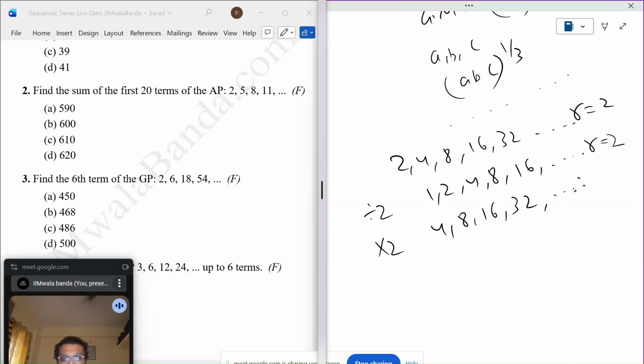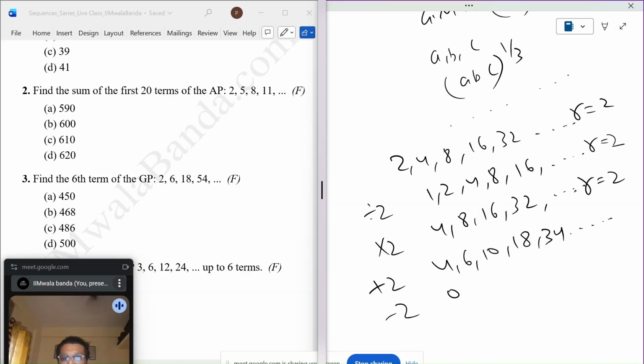Again, this is a GP. R is still 2, so R has not changed. The common ratio has not changed. Now, if you add, let's say 2, or if you subtract 2, you can see it will not remain a GP. And so on. So that is the basic logic behind it.